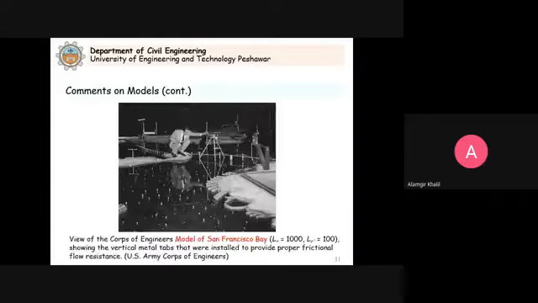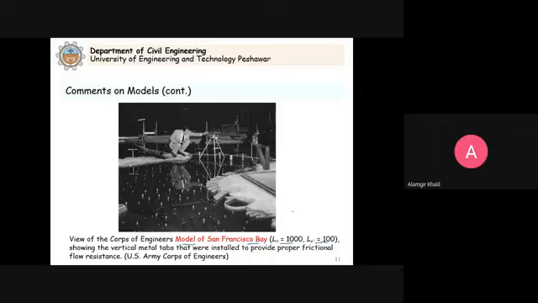One last example to show here is the picture which is given in your textbook. You can see that it is the model of a bay, clear. So you see that the geometric similarity is not 100% achieved. You can see LR is 1000 and LR prime is 100. So it means that we have a distorted model, as we already discussed in the case of the river models. Now this model was developed to simulate the behavior of the flows in the prototype.